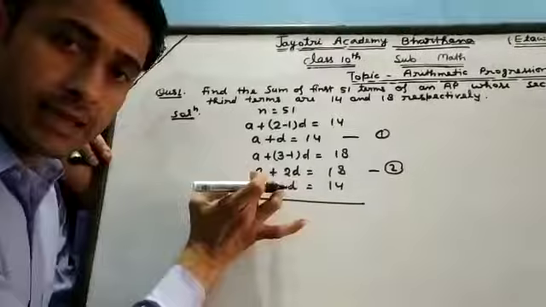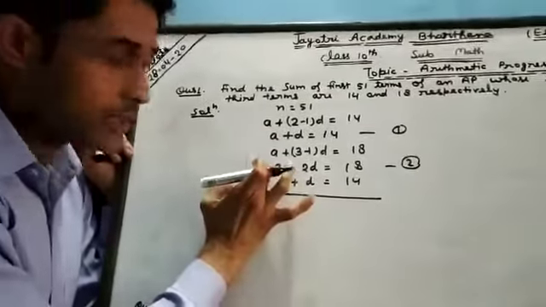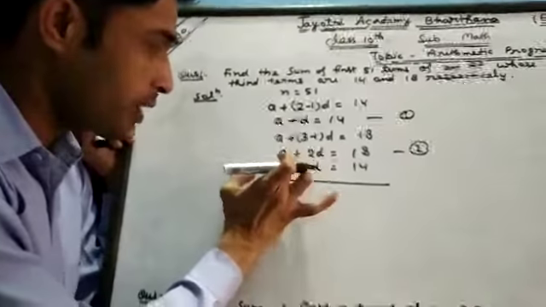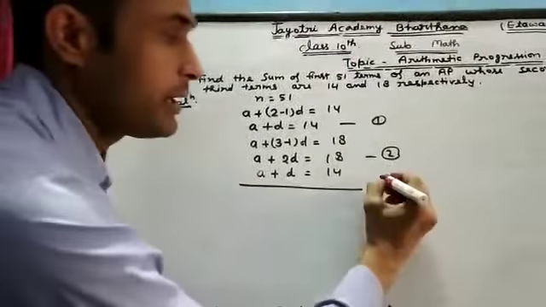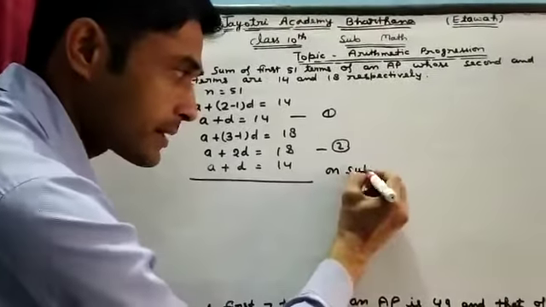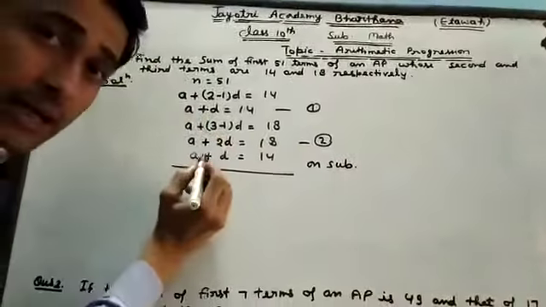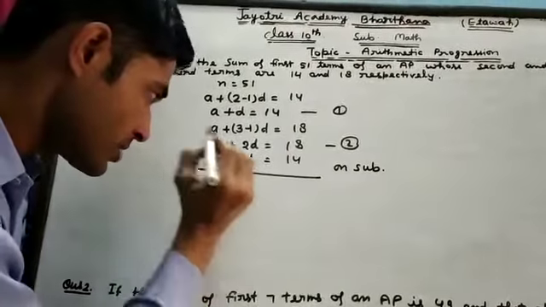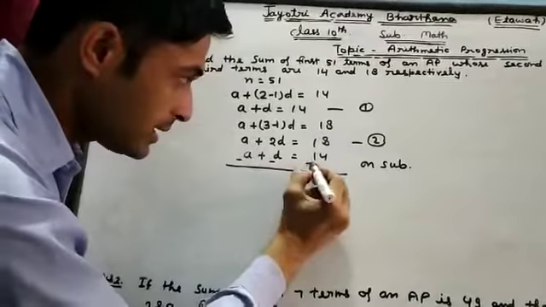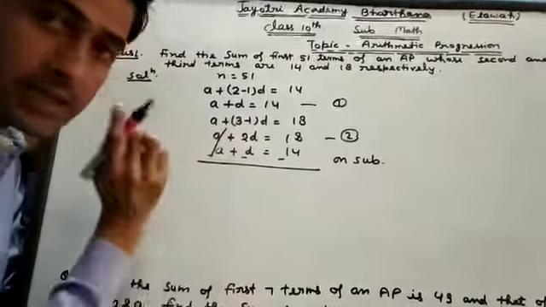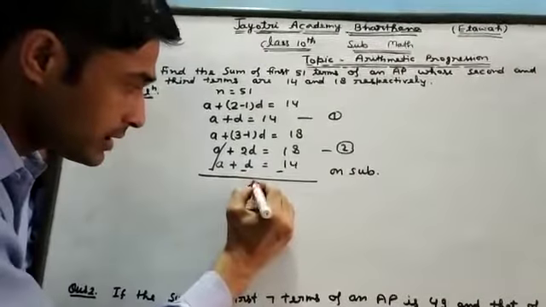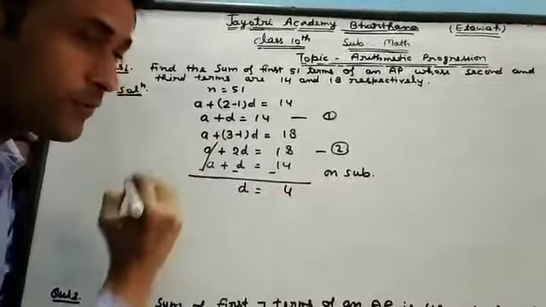Students, here A is the same, and the sign is also the same. Here we add, but here you have to remove. So on subtracting, the sign will change in the lower equation. A cancels. 2D minus D, 18 minus 14, 4.